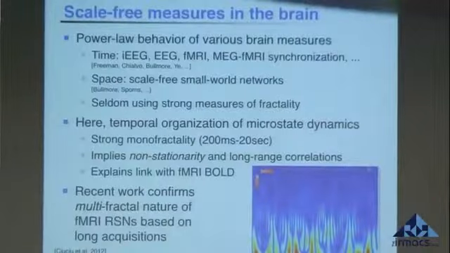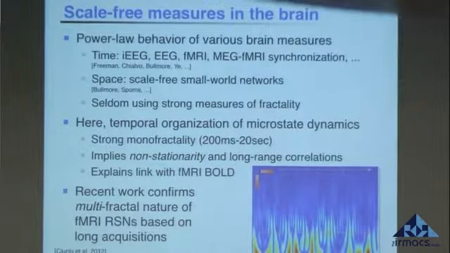Okay, so what does it mean? If you look in the literature, there have been many measures of scale freeness in brain signals. In time, these have been seen in intracranial EEG, in normal EEG, electrode by electrode, in fMRI, and now recently in synchronization between MEG and fMRI, and so on. Unfortunately, these scale-free measures have usually been determined only using the weak property of self-similarity, which means the power spectrum density and then looking at the power law in the Fourier domain.